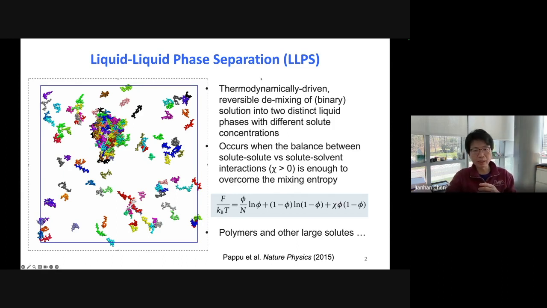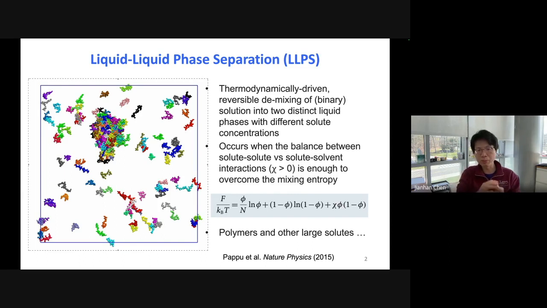In this little movie that was playing earlier, these different colors are different peptide chains. We start out from a homogeneous solution, and because the peptide interactions are strong enough, they come together and form this little droplet in the middle. This little droplet is a more concentrated liquid droplet of the protein solution. And this happens because the protein-protein interaction is strong enough to overcome the entropic cost of coming together.